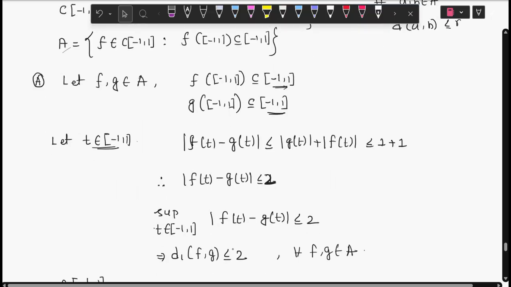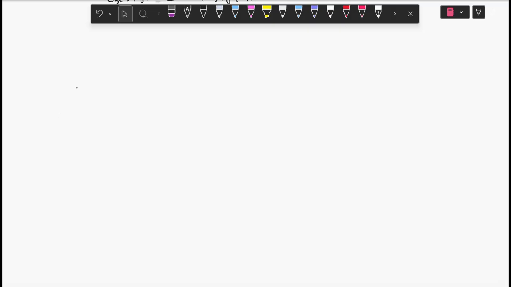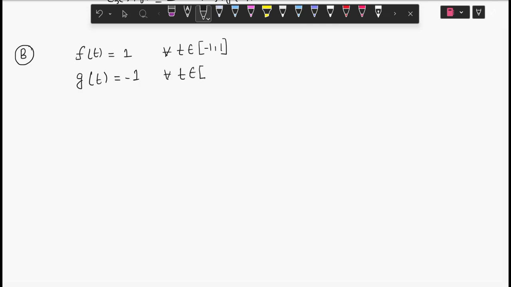इसका वैल्यू क्या होता है? So for that purpose, I'm just taking two functions for option b: f of t equal to 1 for all t belongs to minus 1 1, and g of t equal to minus 1 for all t belongs to minus 1 1. So let's calculate d1 of fg.